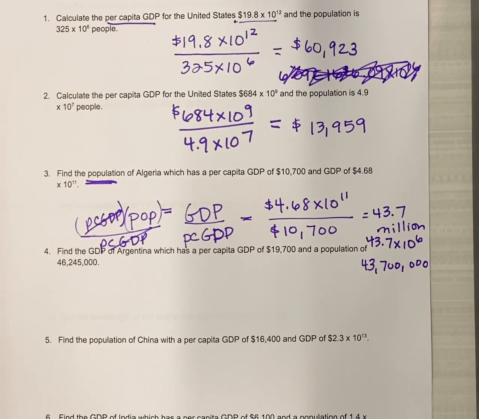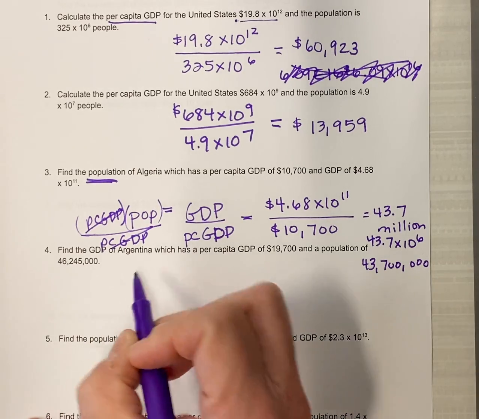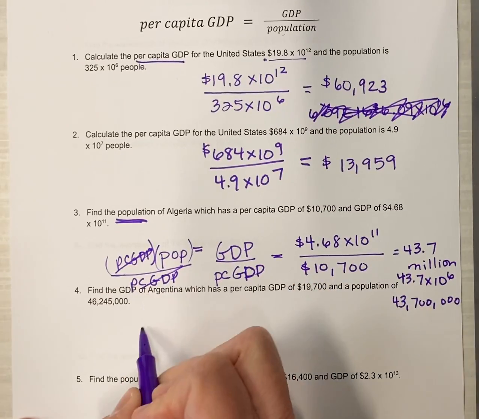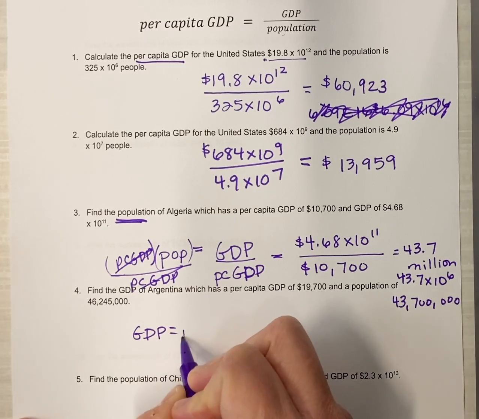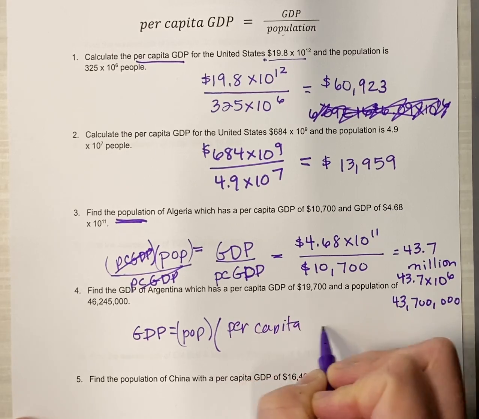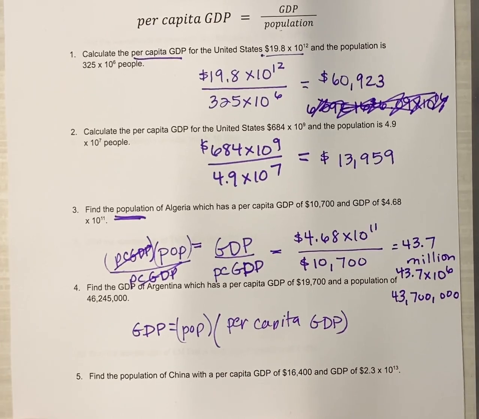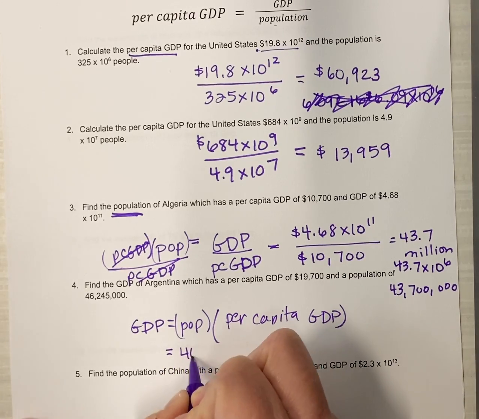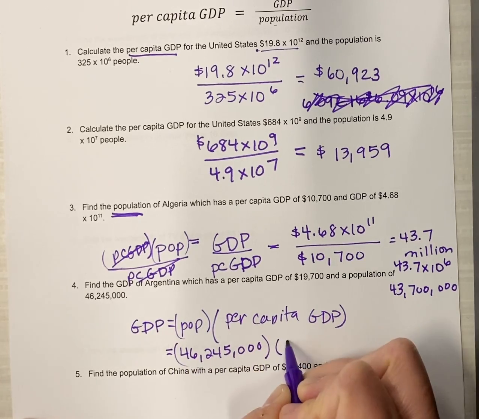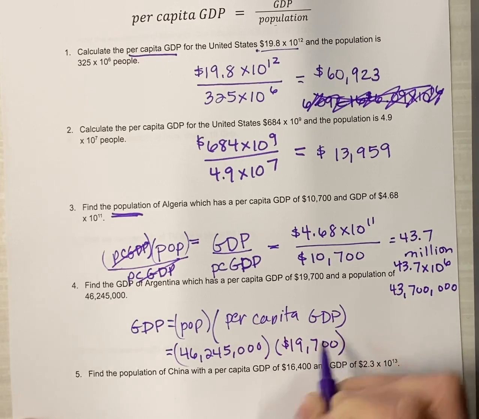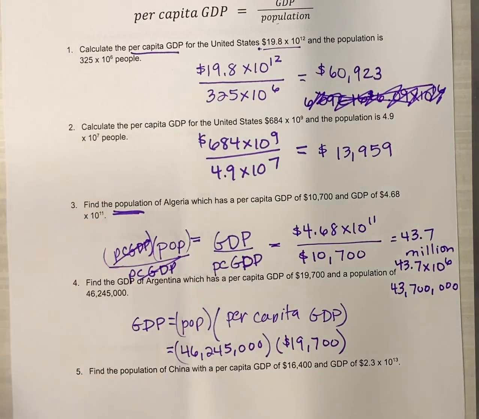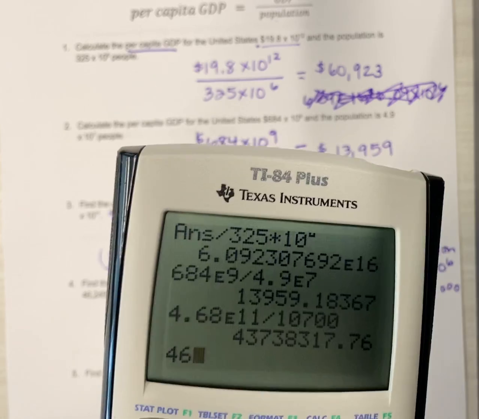Okay, so now I'm going to be solving for GDP. So for GDP, I got to rearrange my equation here. To get GDP alone, I multiply both sides by population. So GDP is population times per capita GDP. So my population here, 46,245,000. I could write that in scientific notation, times 19,700. And per capita is really money per person, so people and population and people on the bottom there cancel each other out.